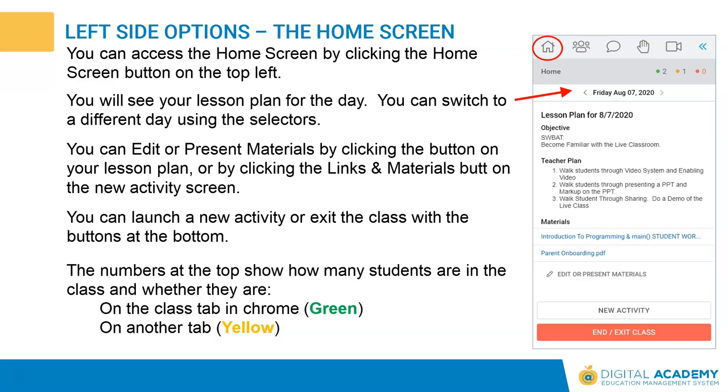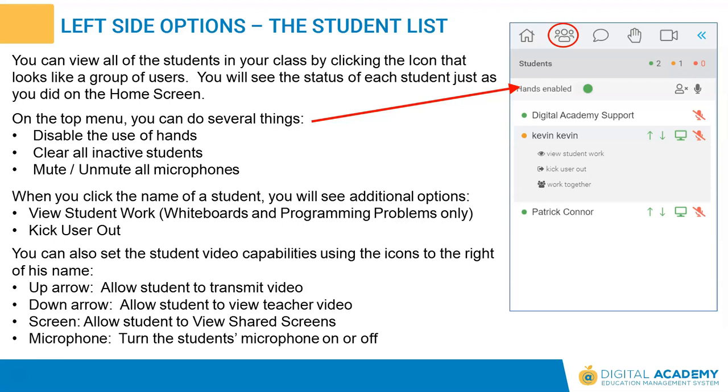That lists the number of students who are present in the online classroom in green, or present in the online classroom but on a different tab, which show up in yellow, or not at all in the online classroom. Those are in red. For more details on the students, click the student icon at the top.